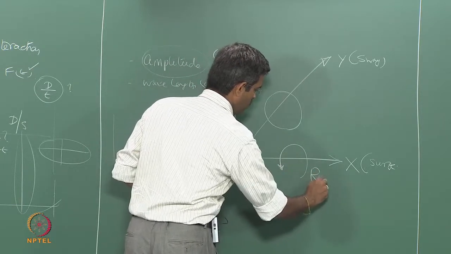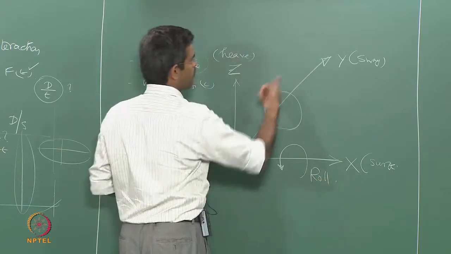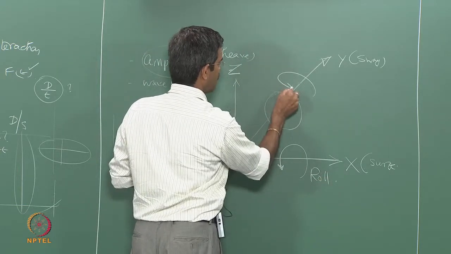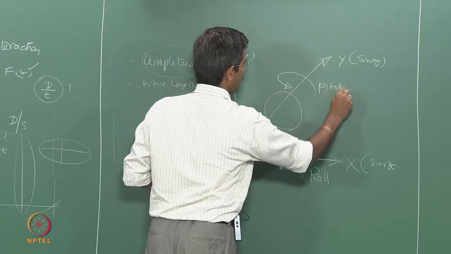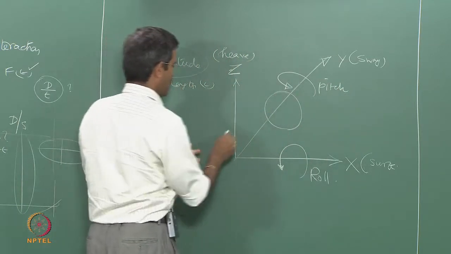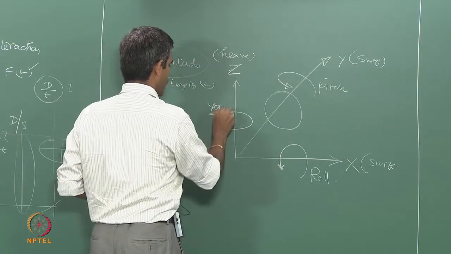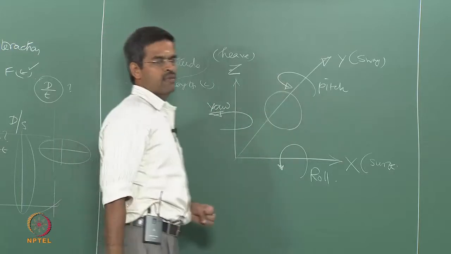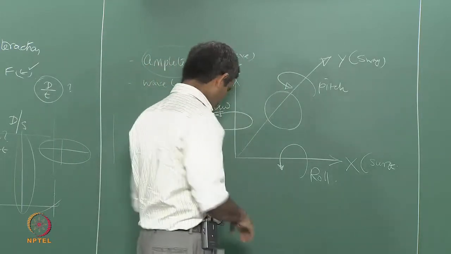I call rotation about the x axis roll. I put my thumb here, and I call this pitch. I put my thumb here, and I call this my yaw. So, there are only 6 degrees of freedom a member can have in offshore structural analysis.